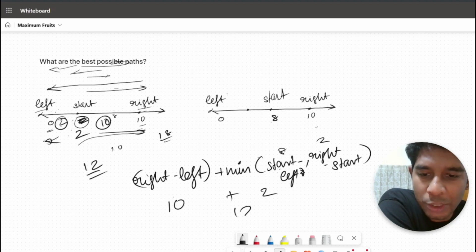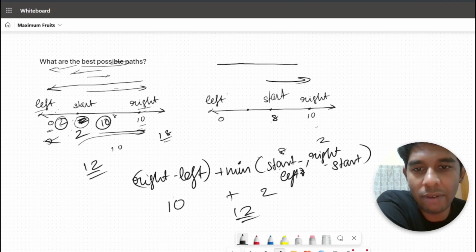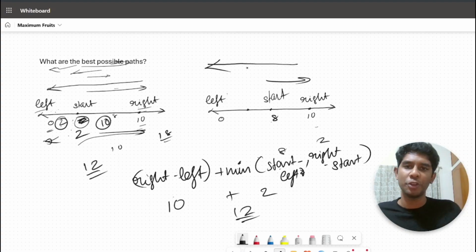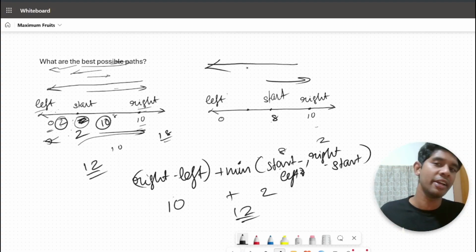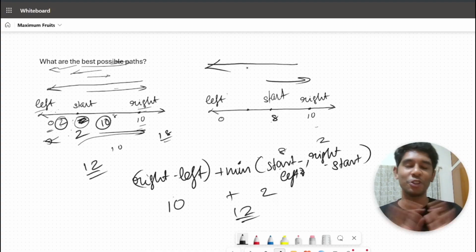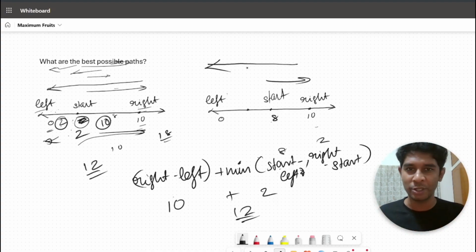So 10 plus 2 is 12, which is this path, and it is the most optimal path you can take to cover all of it. So this is the core idea here again. And now we're going to finally move into the core logic of the problem. It's going to be very simple if you understood things so far.